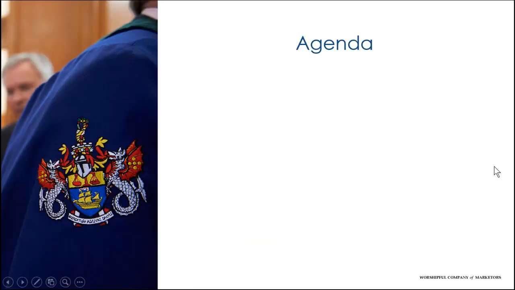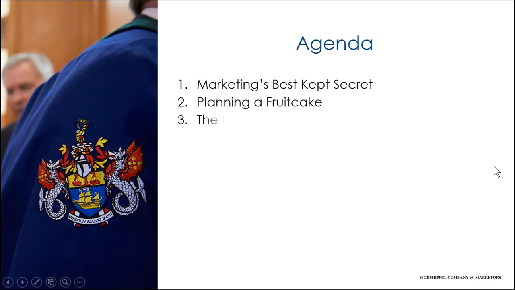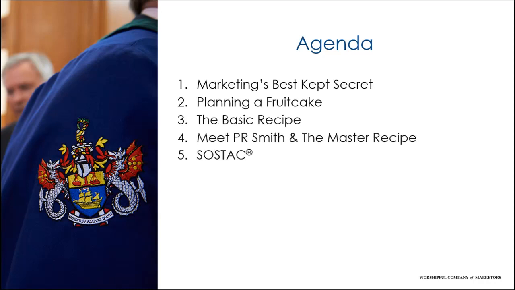I'll start today's briefing by going through the agenda items and the points we're going to discuss. I'm going to start off by revealing to you what is probably marketing's best kept secret. The second section I've entitled Planning a Fruitcake, and then I'm going to go on and discuss the basic recipe of marketing plans. I'm then going to introduce you to a friend of mine, Paul Smith, and his master recipe. Talk then about a marketing model invented by Paul called SOSTAC, and I'll explain what that means as we get to that section. And then finally I'll explain how we'll handle any questions that you might have for me and give you a few concluding remarks.